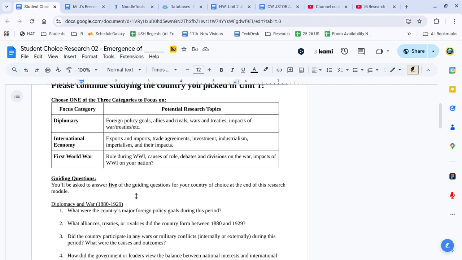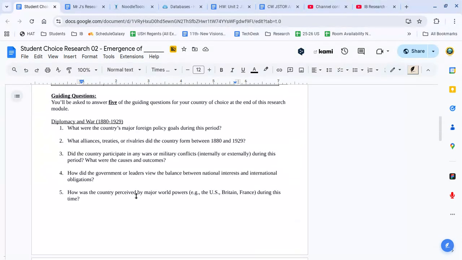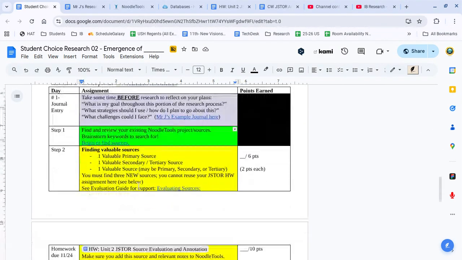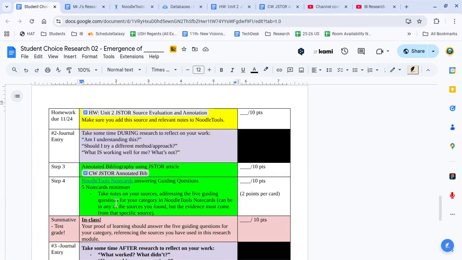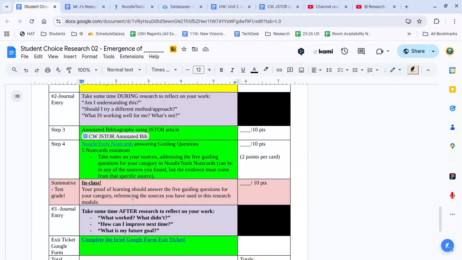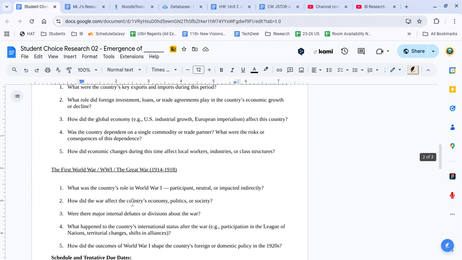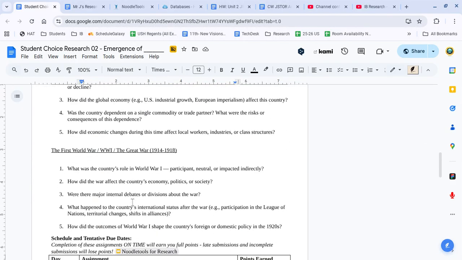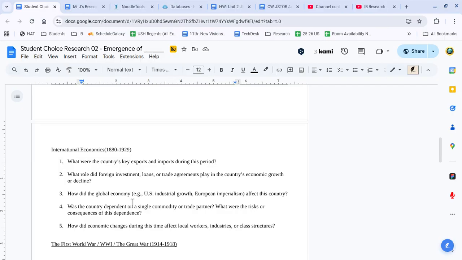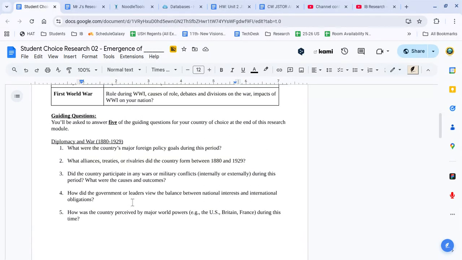So you really can't go wrong with these three, but you need to understand that you're going to be responsible for answering these 5 questions not only in Noodle tools using your sources, but also in an in-class assessment. So you want to be able to answer these questions really with authority in a 40-minute class period, and that's why you want to read through these closely.